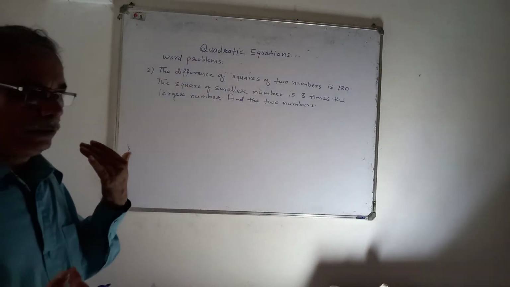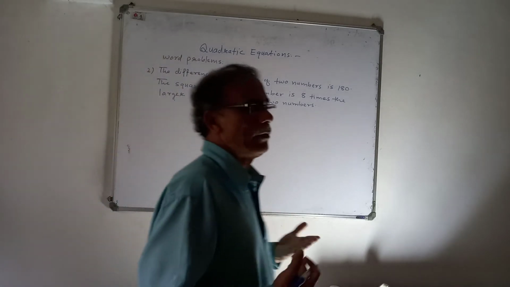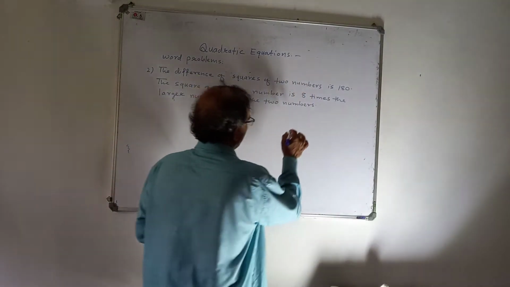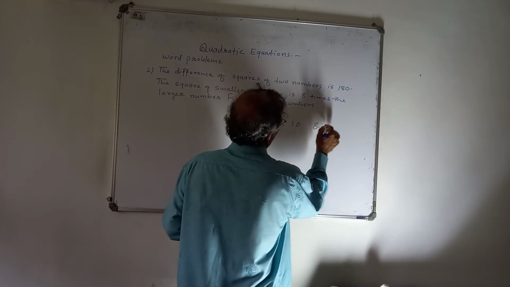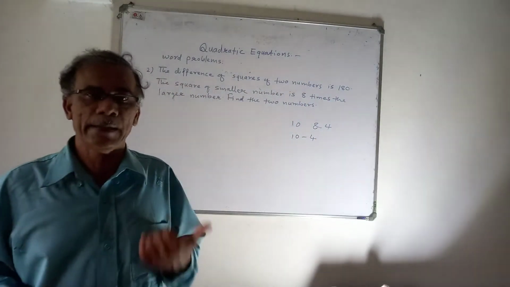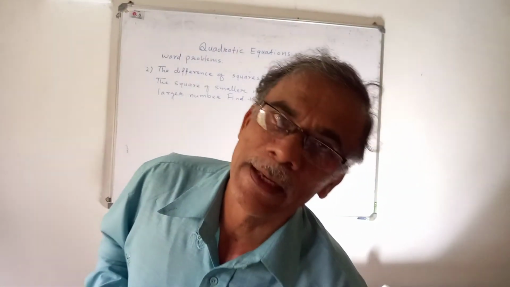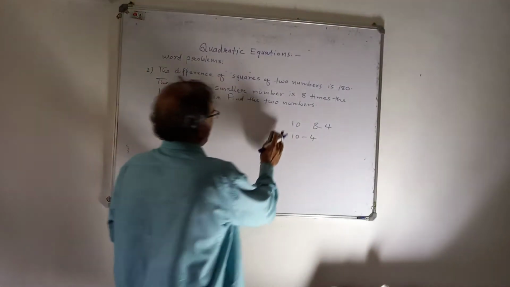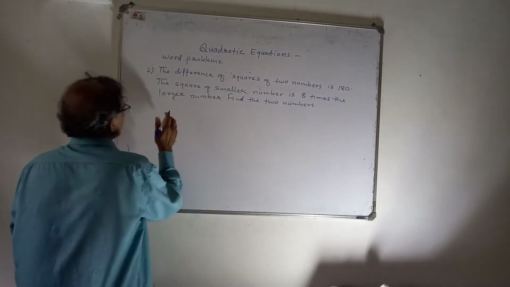Always, when we want to find the difference between two numbers, say you are asked what is the difference between 10 and 4? What do you do? 10 minus 4. So, difference means we always write greater number minus smaller number. So, now find the two numbers. So, how to start now?